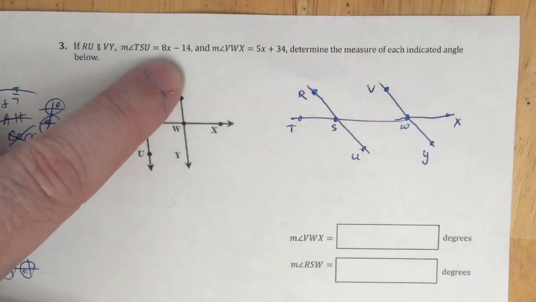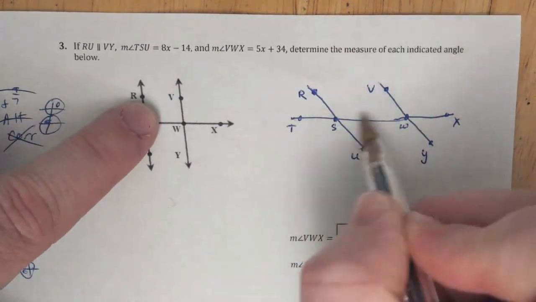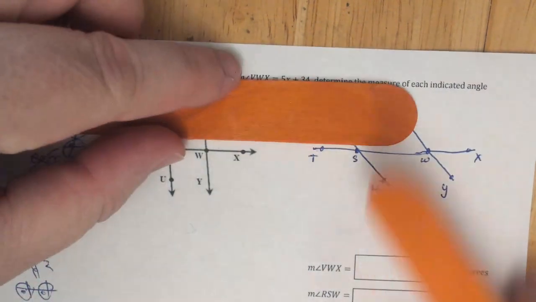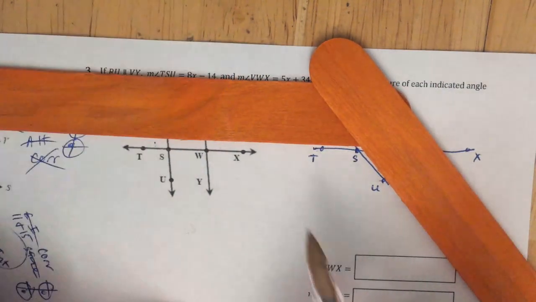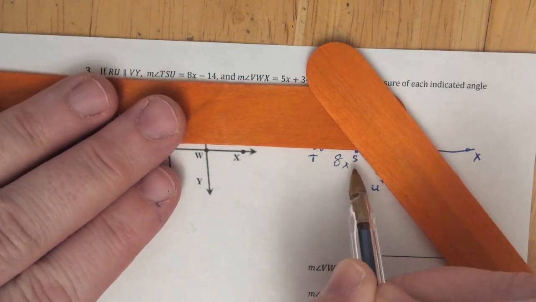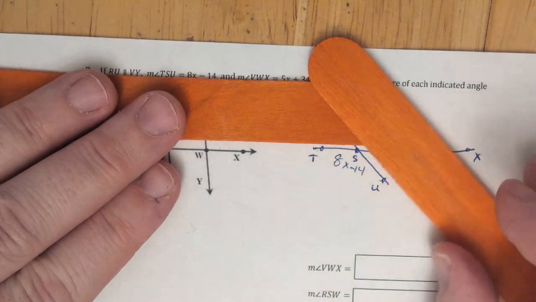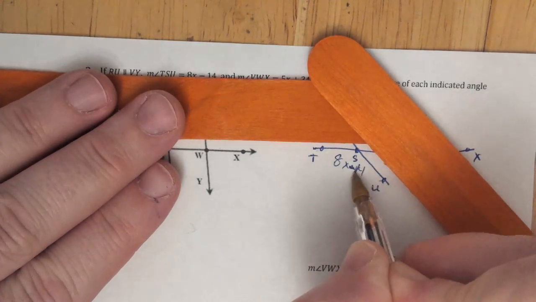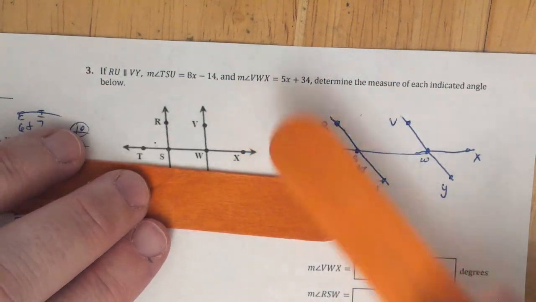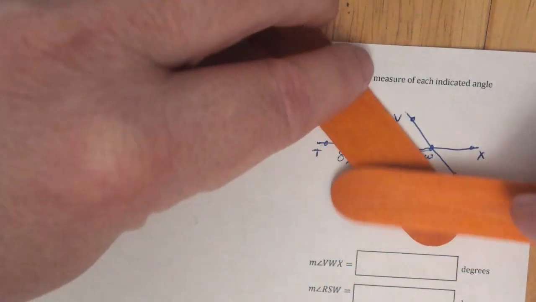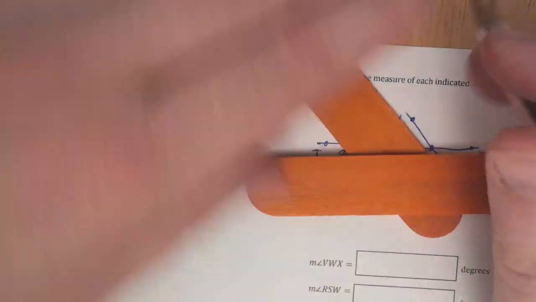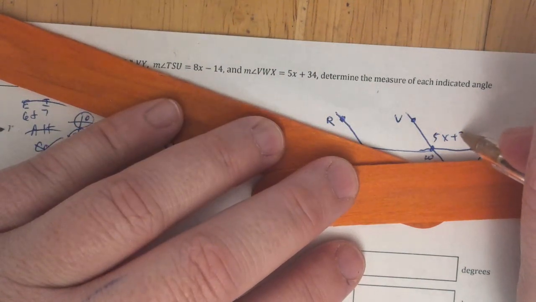We have TSU. So TSU, if I take my sticks, TSU is this angle right here. So here's TSU, and TSU is supposed to be 8x minus 14. So 8x minus 14, and we also know that VWX is this right here. That angle right there is 5x plus 34.